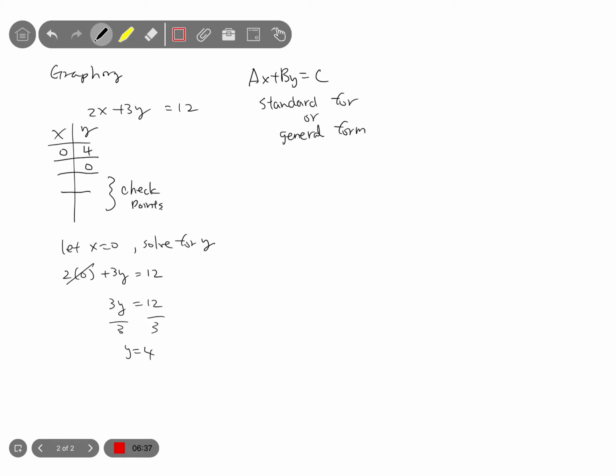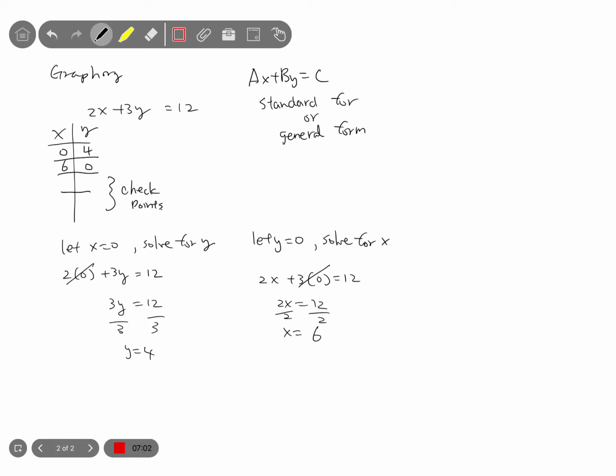Same thing again, but this time we're going to let y equal 0, and we're going to solve for x. So 2x plus 3 times 0 equals 12. Again, 3 times 0 is 0. So 2x equals 12 and x equals 6 after you divide by 2 on both sides.